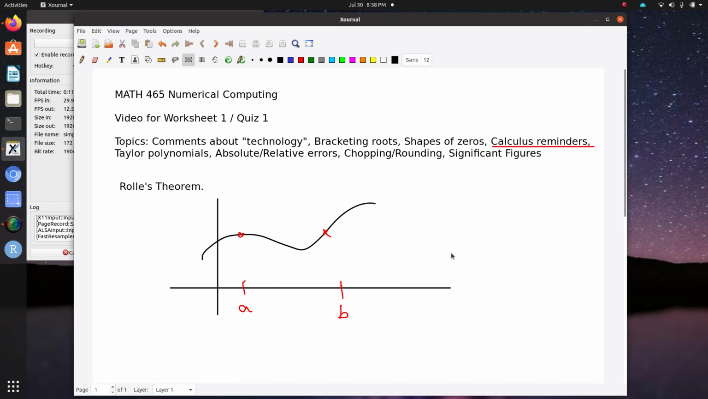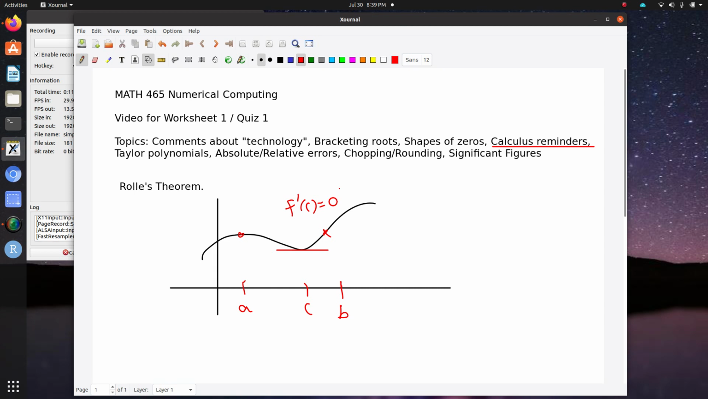If f of A and f of B are the same, then there's going to be some point where the derivative is 0. We're going to call that point C. It doesn't have to be unique. And we know that f prime at C is 0, and that should make sense. If the function is completely constant, then of course f prime is 0 during the whole interval, and that's fine.